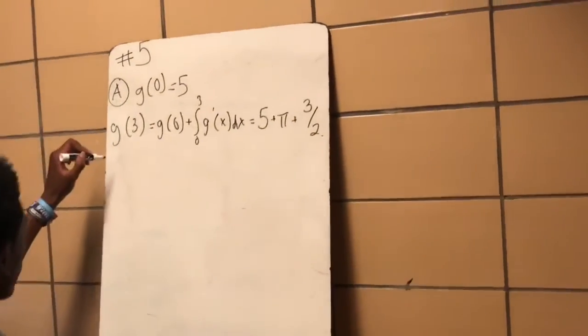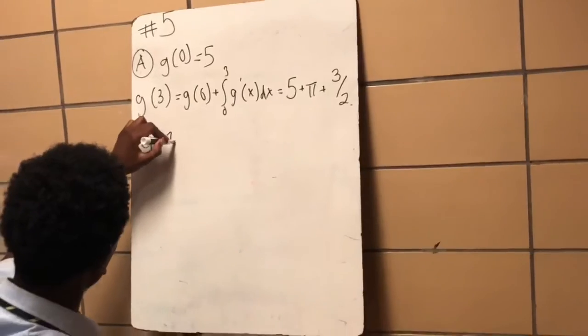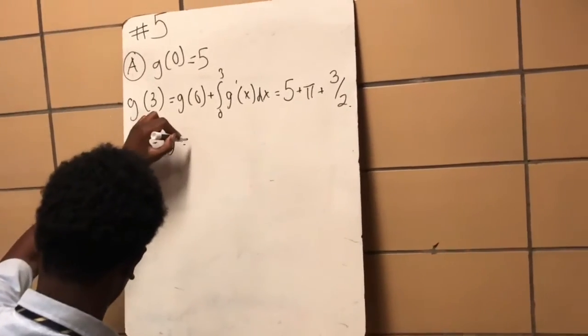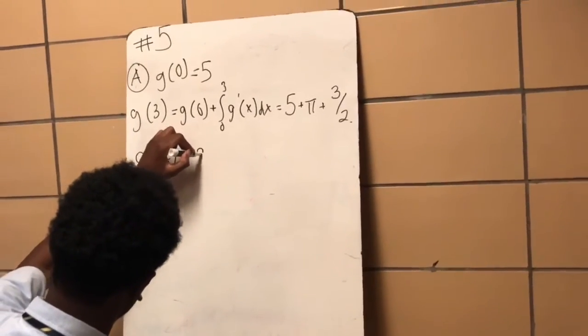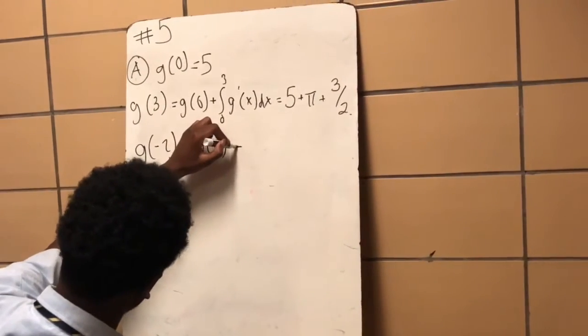To find g of negative 2, you must also use the fundamental theorem of calculus, and you get g of 0 minus the integral from negative 2 to 0 g prime of x dx, which equals 5 minus pi.